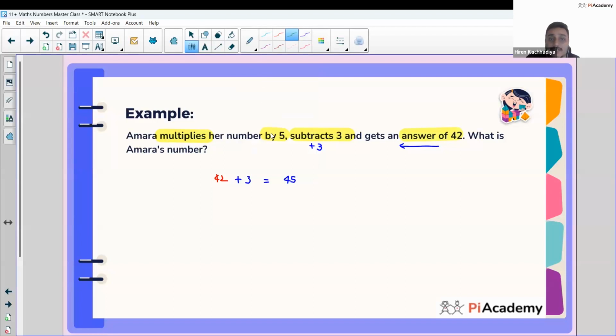So here I can see multiply by 5 is there. So if I go reverse, then I can divide by 5, okay? So whatever answer I have, like 45, if I do 45 divided by 5, then how much will we get? 9, okay? So the answer of this question is going to be 9, okay? Well done if you have the answer 9, okay?